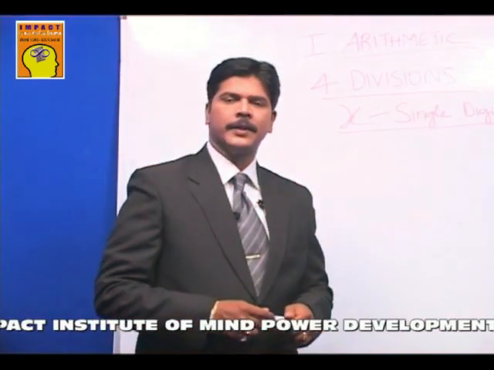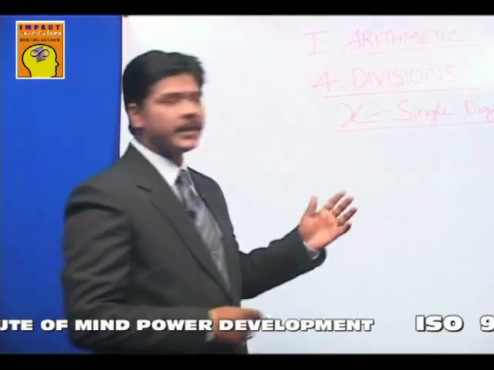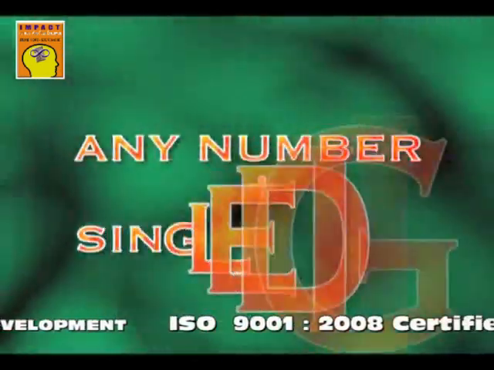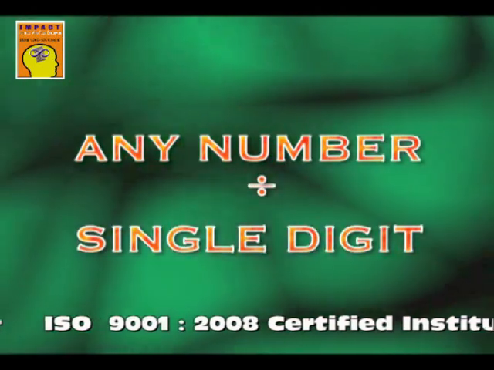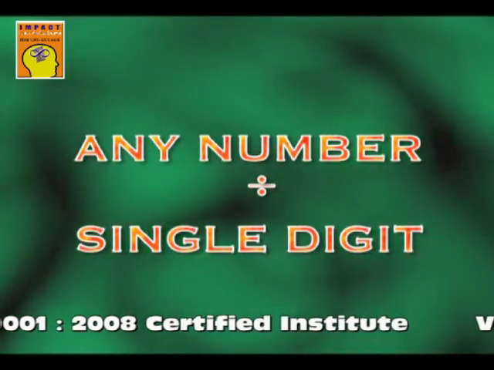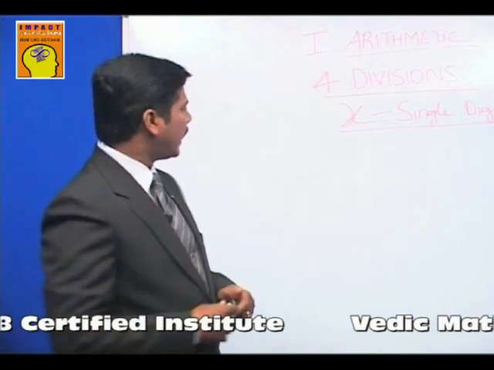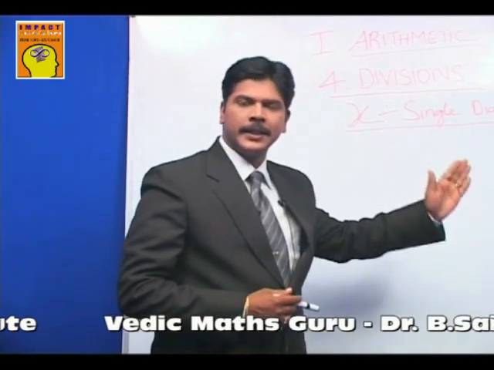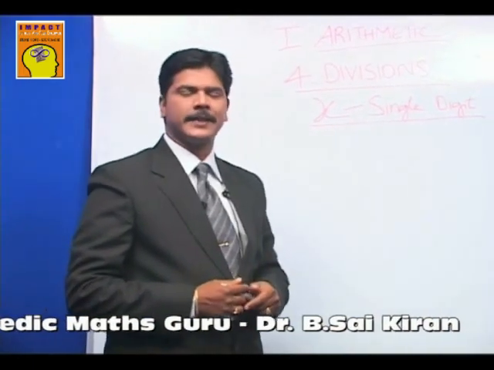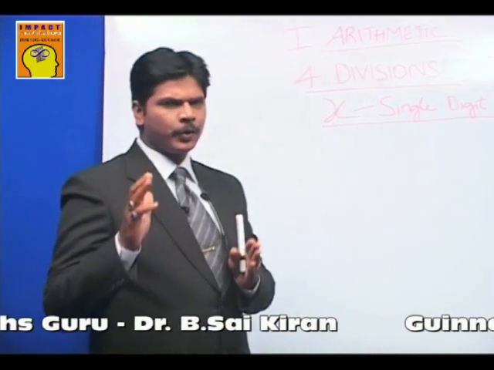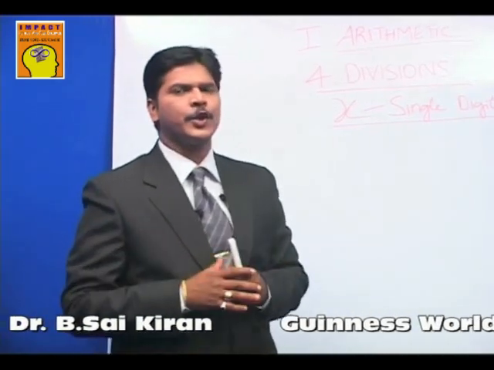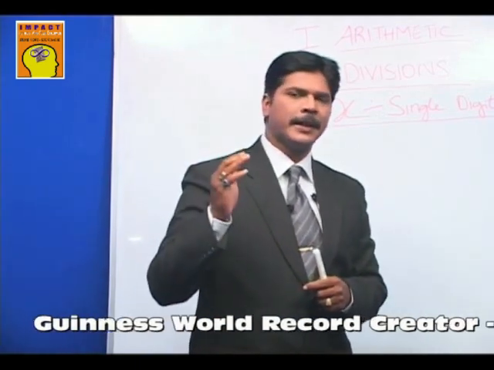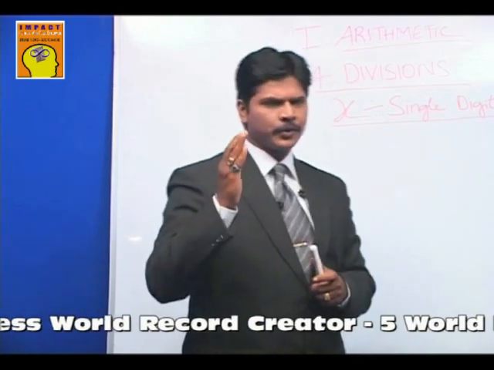Now we'll see the next operation in arithmetic, that is divisions. In that we'll first see division of any given number by a single digit using Vedic mathematics. In fact, very few schools teach a technique in divisions called the short division method. The short division method is a Vedic mathematics method only, but very few schools teach it.